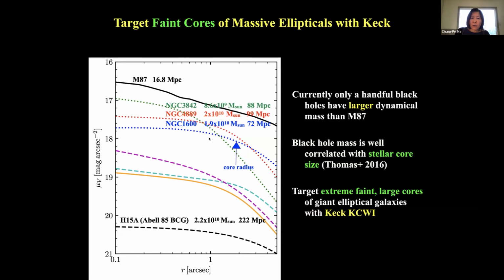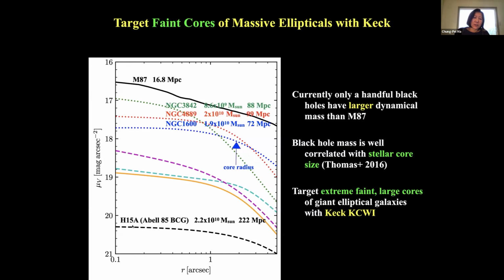These surface brightness profiles have an additional parameter, the core radius, which you can determine by fitting a Core-Sérsic or some kind of local profile to determine this characteristic scale. They don't continue like lower-mass ellipticals, where the profile goes up. These have very faint cores. And these are some others we're currently targeting with KCWI.